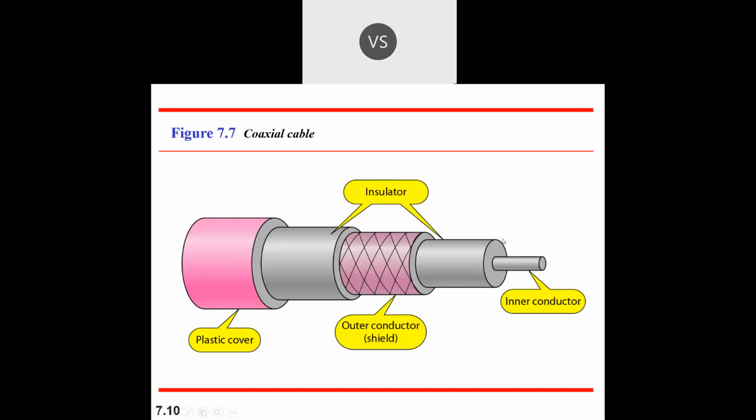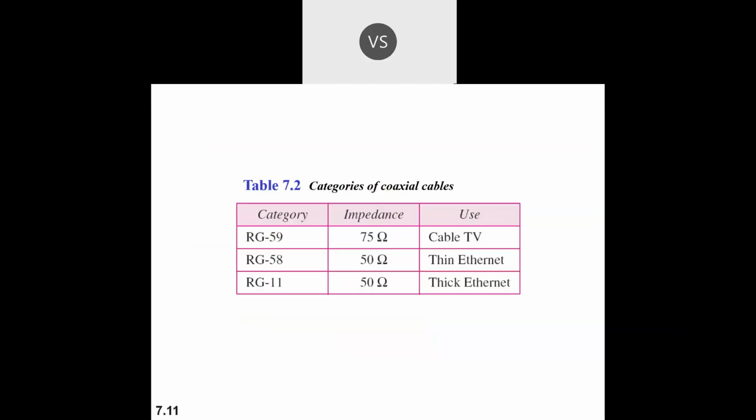Whatever television set top box you have, on the back side there is one such cable which is connected with your dish TV antenna. It has an inner connector, a thick metal copper wire, then multiple layers of insulator, a conductor shield, and a plastic cover. This is how a coaxial cable is formed. There are different categories with different impedances, such as RJ59, RJ58, RJ11, used for different applications. For example, RJ59 is 75 ohm impedance, so it is used for cable TV.